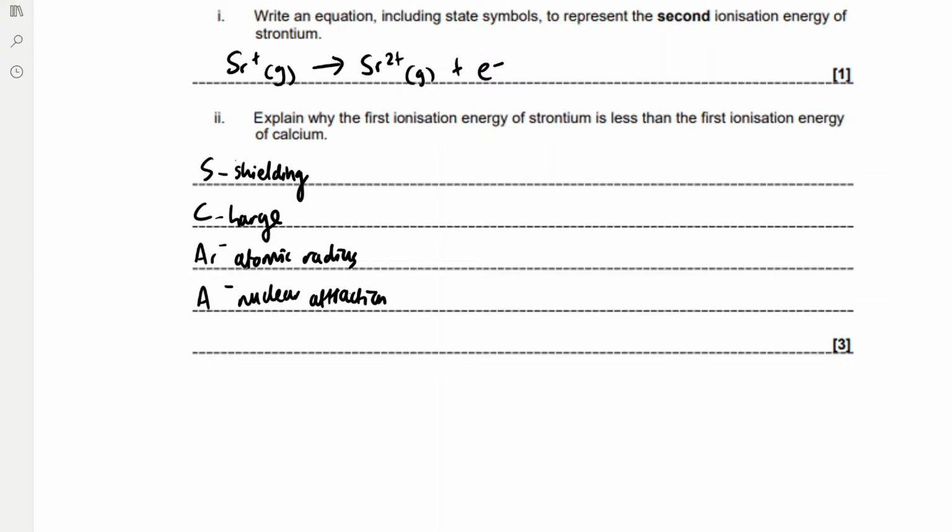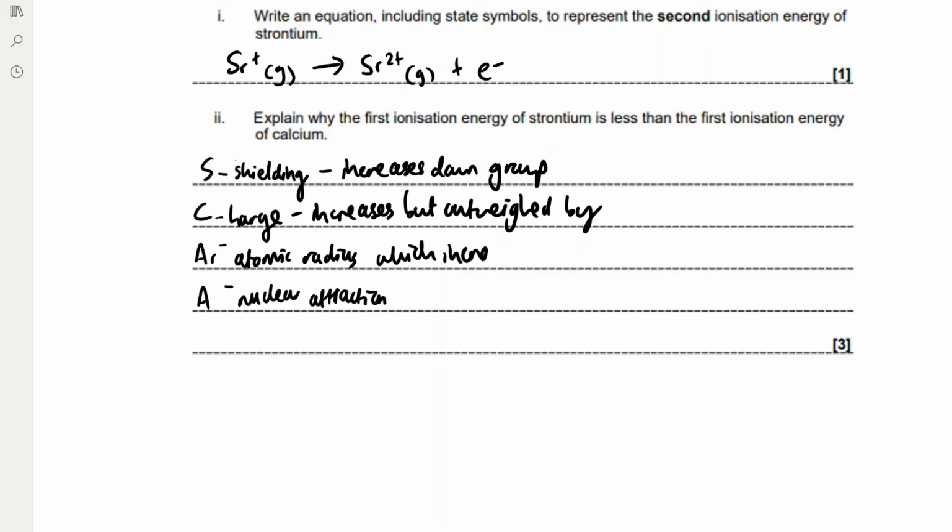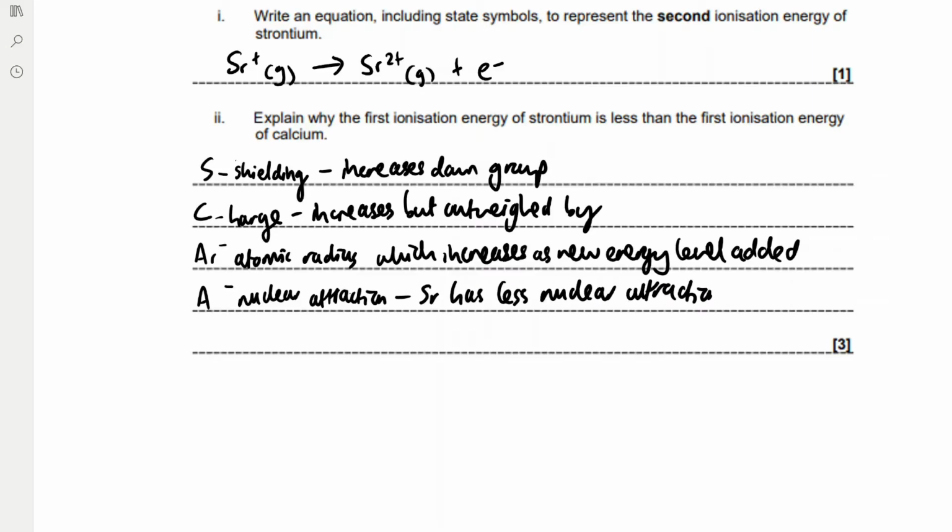So if we're going down a group, we're adding an extra energy level. So electron shielding increases, and then the nuclear charge is going to increase, but it's going to be outweighed by the increase in atomic radius. It increases as a new energy level is added. And then this leads to the nuclear attraction in strontium to the outer shell electrons being less than the nuclear attraction in calcium to the outer shell electrons. And this will mean that less energy is required to remove 1 mole of those electrons.